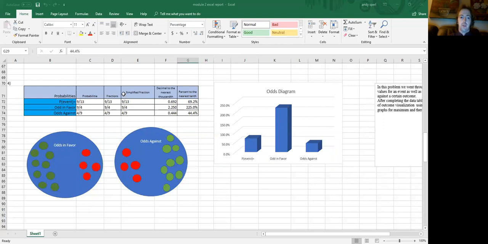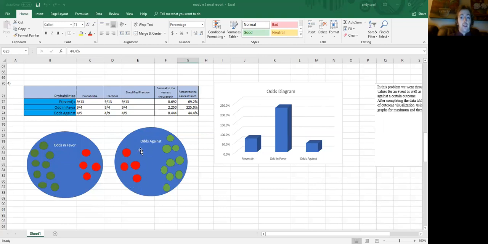We have our fractions, our simplified fractions, our decimals to the nearest thousandths, our percentage to the nearest tenths, and down here we have some charts, and an odd diagram over here to the right side, which shows our events, our odds in our favor, and the odds against. Now over here we have our odds in favor and odds against in the pie graph, which shows our odds in our favor, which are here, and our odds that are against.